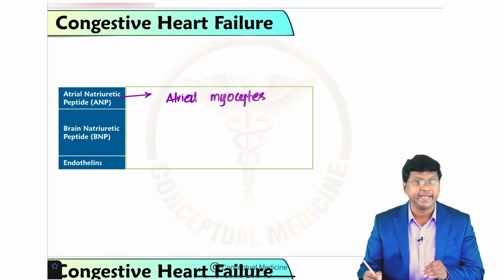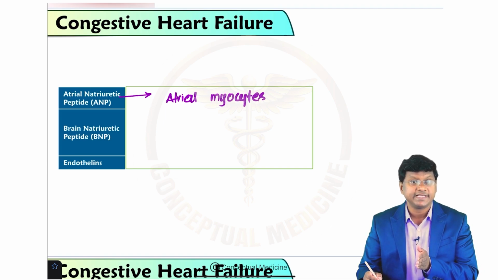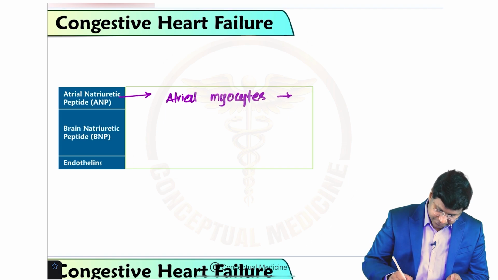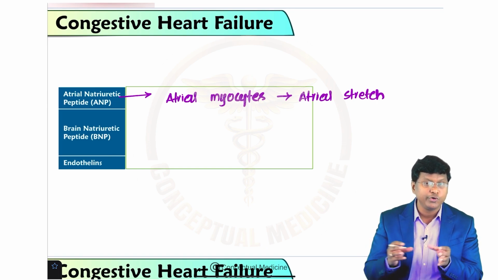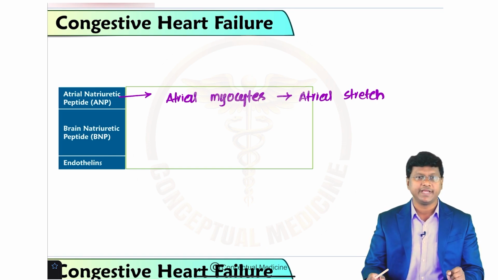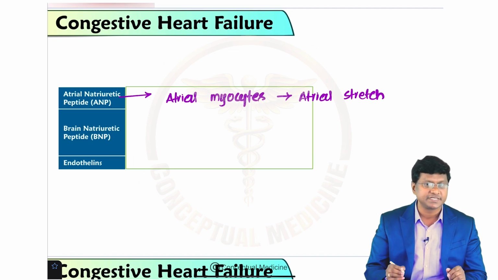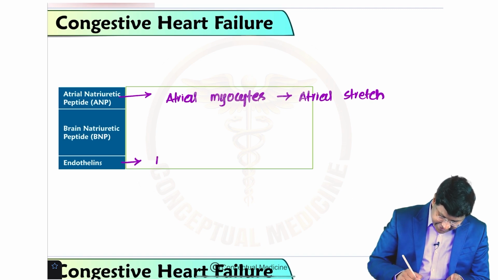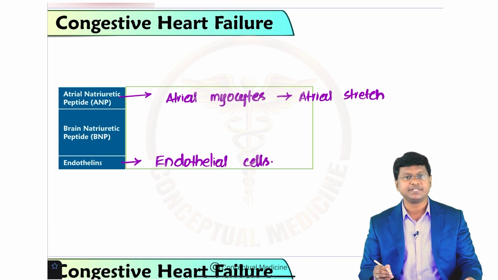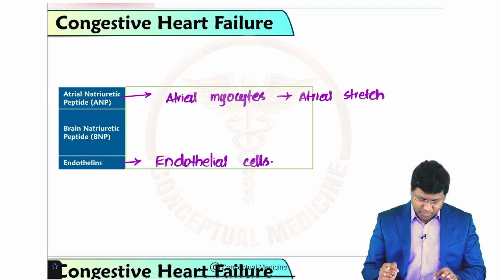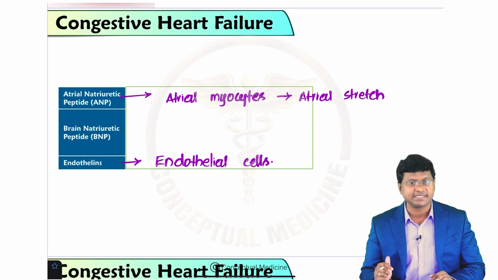This is released from the atrial myocytes in response to the atrial stretch, or in response to fluid overload of the atria, there will be release of the atrial natriuretic peptide. And regarding BNP, we have discussed that in detail. And endothelin, it is released from the endothelial cells. Now this endothelin, we have endothelin 1 as well as endothelin 2.